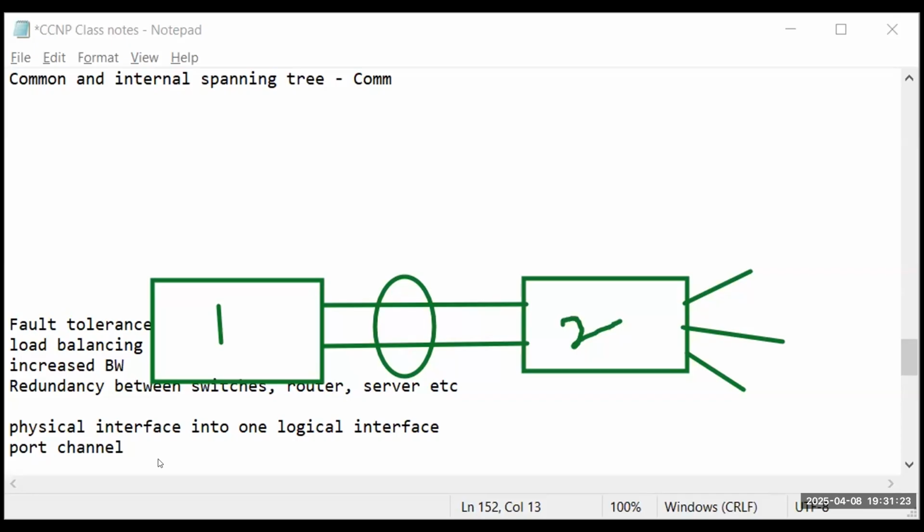If one of the physical links goes down, there will still be a connection between the two switches. In what cases will all 8 ports go down? If the switch itself is down, then all 8 interfaces will go down. How does a port go down? All 8 ports will not go down at once.